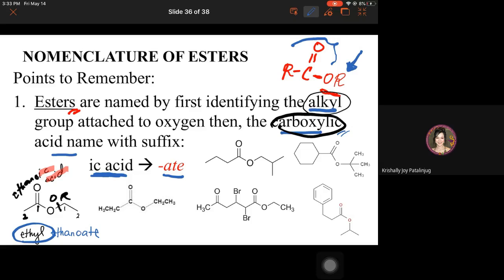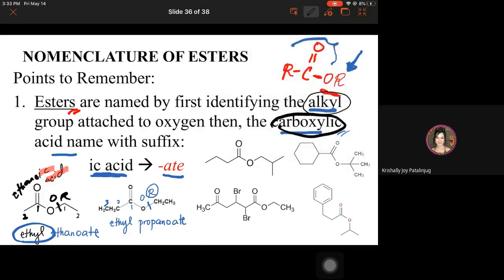Another example. This is the R group, right? OR. First the R group. What is that alkyl group? Ethyl. So first, write ethyl. Space, then the carboxylic acid name. So this is carbon 1, 2, 3. Propanoic acid, right, as a carboxylic acid. So, change the ic acid part to ate. So, propanoate. That is the ester's name. Okay? Next.